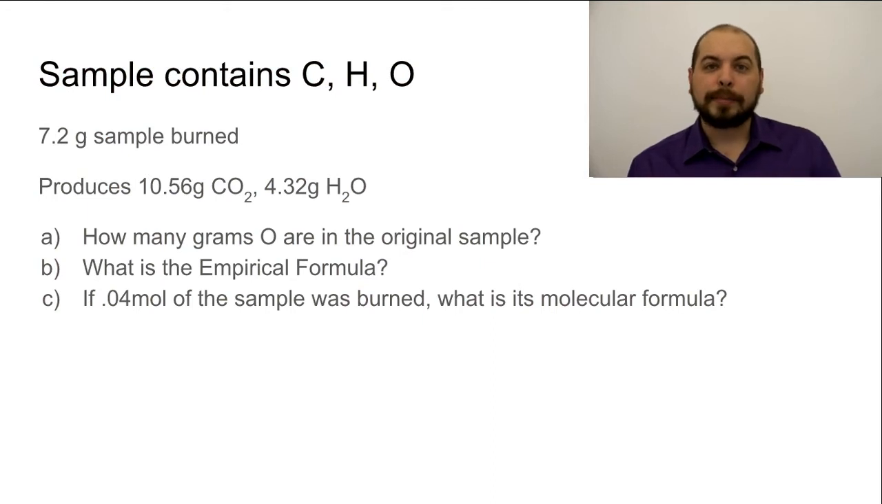All right, so now here's a problem that I want you to try on your own. Here we have a 7.2 gram sample containing carbon, hydrogen, and oxygen only. We have data from the combustion analysis, which says that we collect 10.56 grams of carbon dioxide and 4.32 grams of water. The first thing I want you to do is tell me how many grams of oxygen were in the original sample. Then I want you to tell me what the empirical formula of the sample is. And finally, going back to a video we watched earlier in the unit, I want you to take the empirical formula, and with the knowledge that we burned 0.04 moles of this sample, tell me what the molecular formula is for this unknown compound. So pause the video, take a few minutes to solve this problem. When you do solve it, or if you get stuck, unpause the video and I'll guide us through the answer.